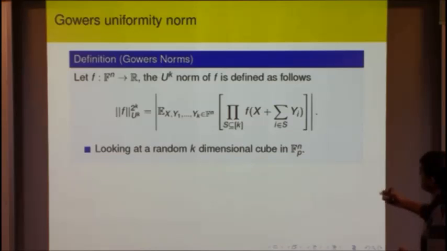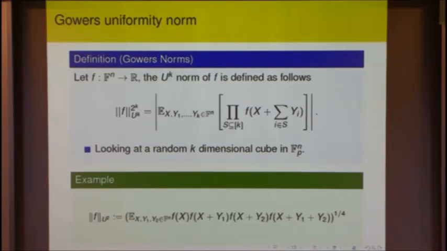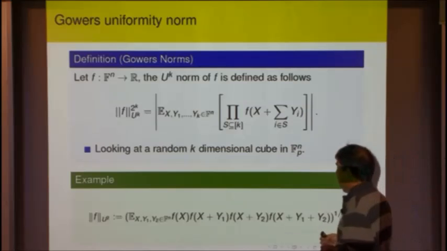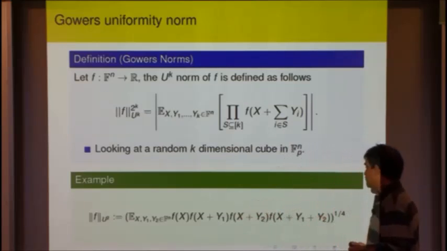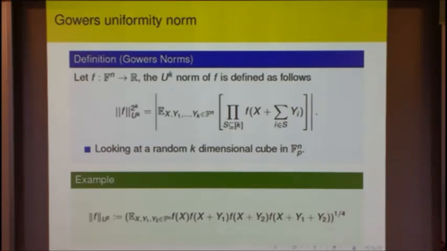So you are looking at a random k dimensional cube in F_p to the d and then looking at this quantity. For example, for U2, for k equal to 2, we have this quantity, and if you stare at this hard enough, you will realize that this is very related to the Fourier coefficients of f.